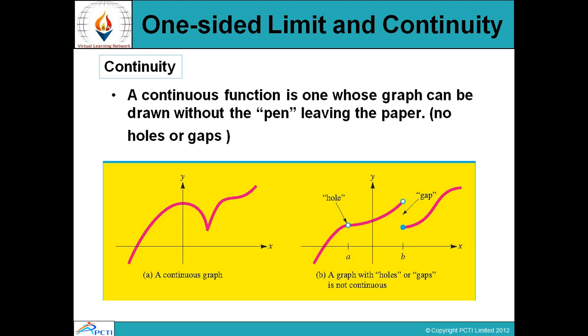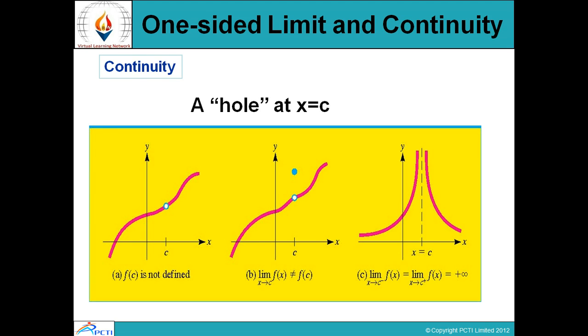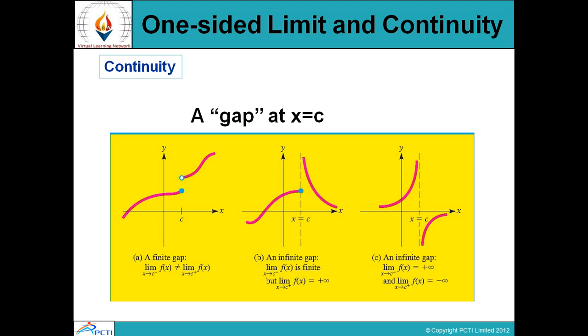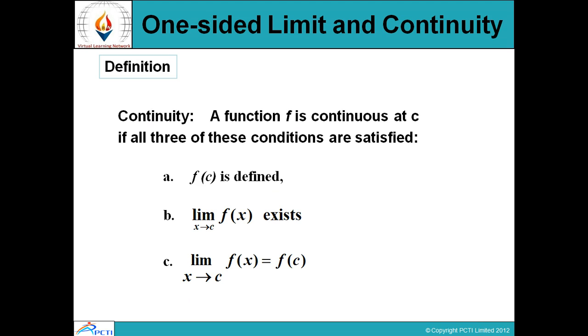A continuous function is one whose graph can be drawn without the pen leaving the paper, with no holes or gaps. Continuity: a hole at x equal to c, see the figures. Then continuity: a gap at x equal to c. And definition: a function f is continuous at c if all three of these conditions are satisfied. Number 1, f(c) is defined. Number 2, limit x tends to c of f(x) exists. And number 3, limit x tends to c of f(x) equals f(c).